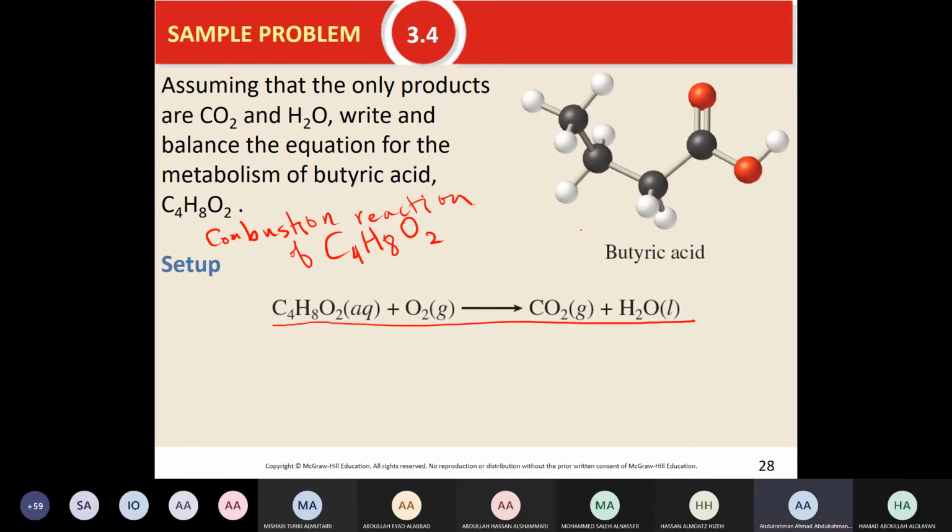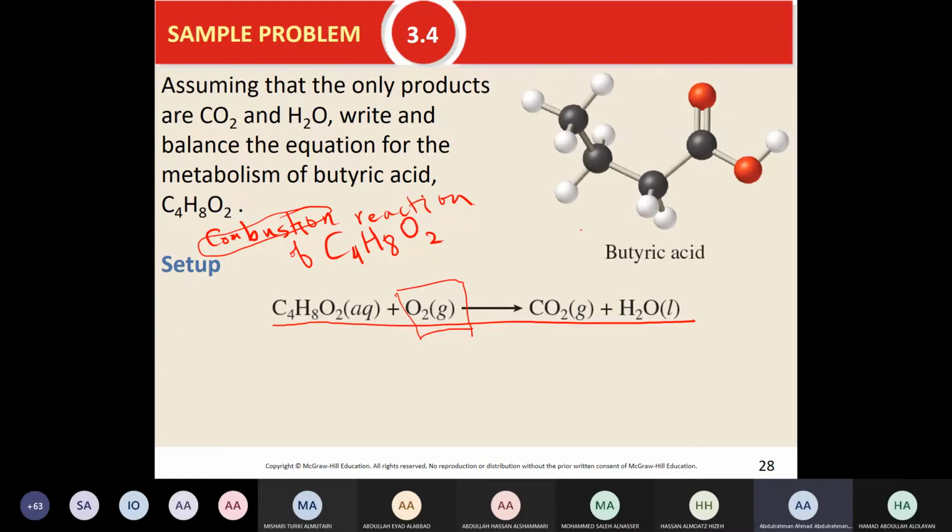That's the combustion reaction. I want to concentrate on the word combustion. What's the meaning of combustion? What is it in chemistry? Reaction with what? With oxygen. Oxygen to make the combustion. You're burning things. Good. Now, balance this equation.